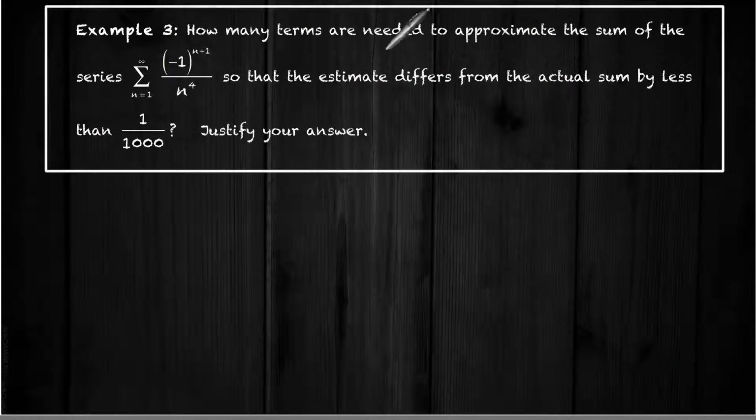Okay, example 3. How many terms are needed to approximate the sum of the series summation from n equals 1 to infinity of negative 1 to the n plus 1 over n to the 4th, so that the estimate or approximation differs from the actual sum by less than 1 over 1,000. So basically, we want to find the first neglected term that is smaller than 1 over 1,000.